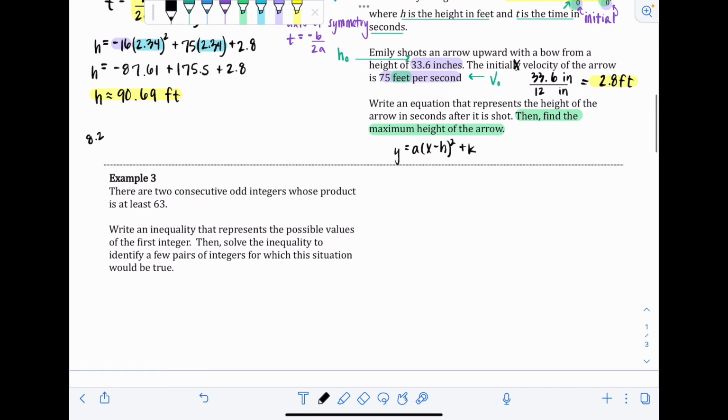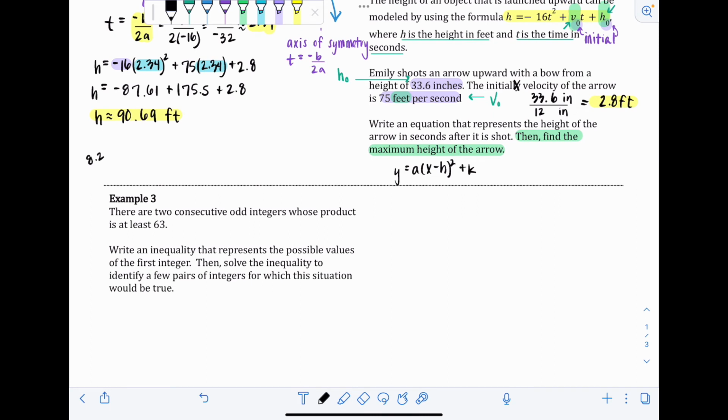Okay, so example 3, sorry, these are each pretty long problems. We have 2 more-ish to go through. Okay, so example 3, there are 2 consecutive odd integers whose product is at least 63. So when you see the words at least, that's usually a word that represents an inequality. And it says write an inequality right here. Should just underline that. But anyways, write an inequality that represents the possible values of the first integer, then solve the inequality to identify a few pairs of integers for which this situation would be true.